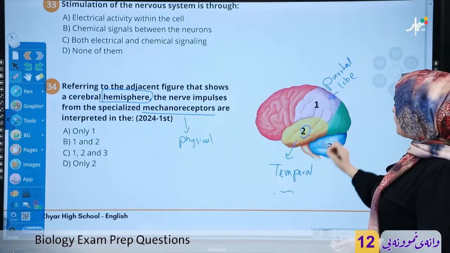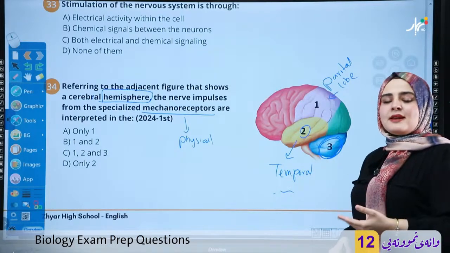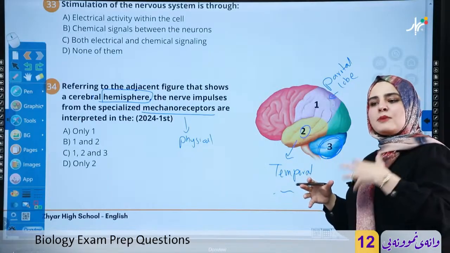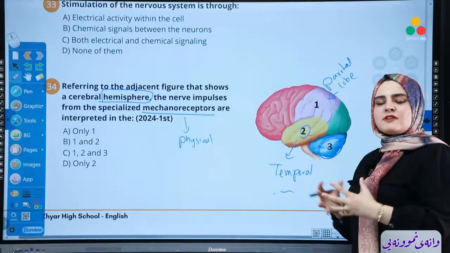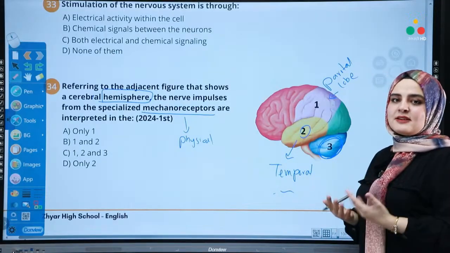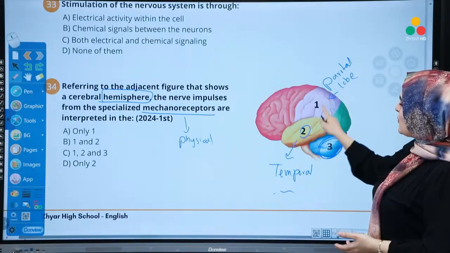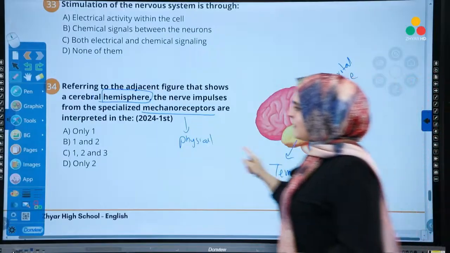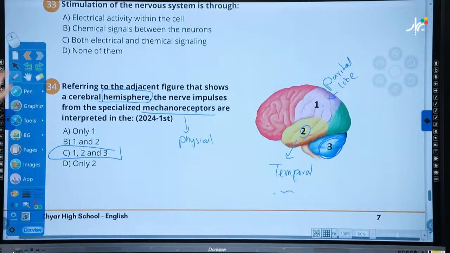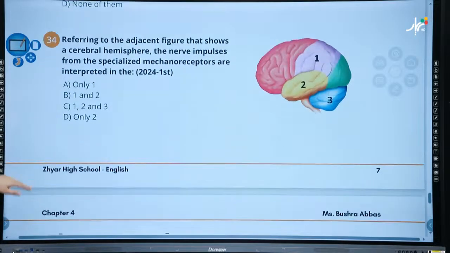What about 3? 3 is the cerebellum, and the cerebellum is where all the information from muscle positioning, tension, and everything comes back, and it's all due to mechanoreceptors that these signals reach us. So the answer is 1, 2, 3. All of them have mechanoreceptors reaching out to them. This is how we got our answer, 1, 2, and 3.